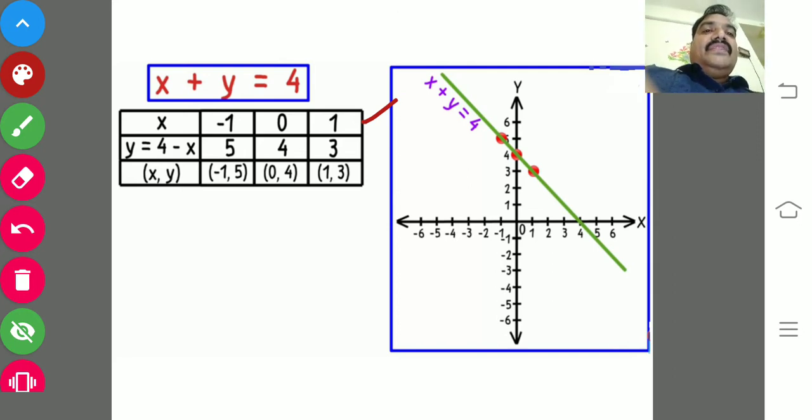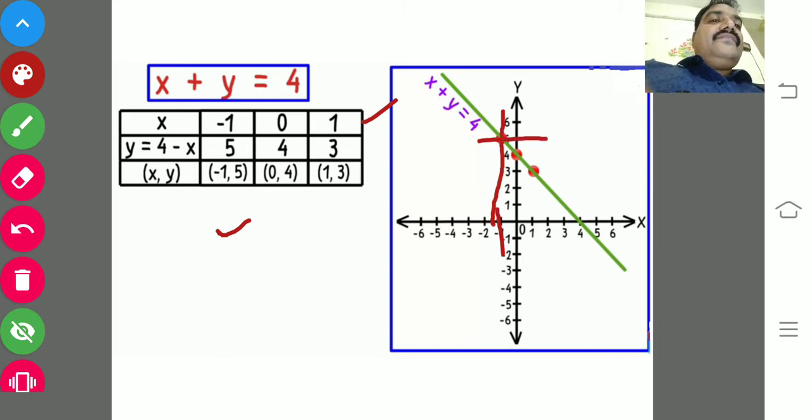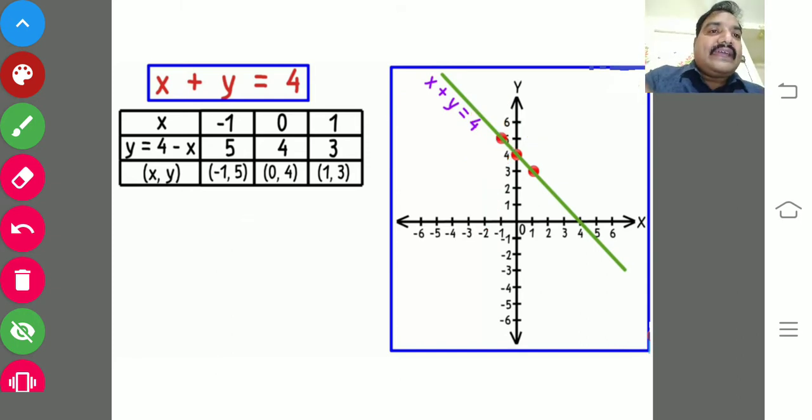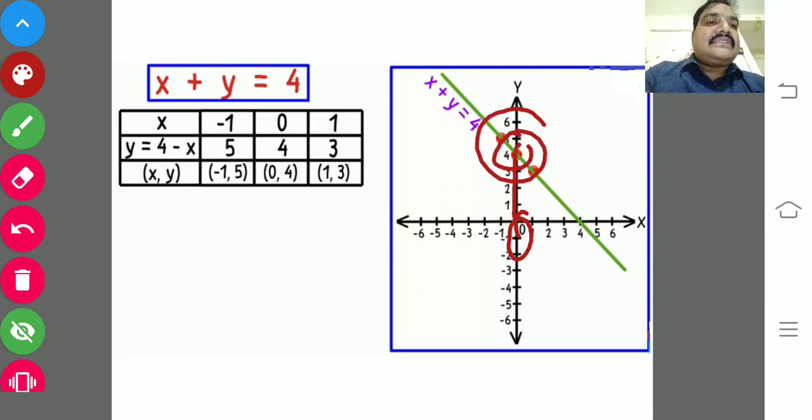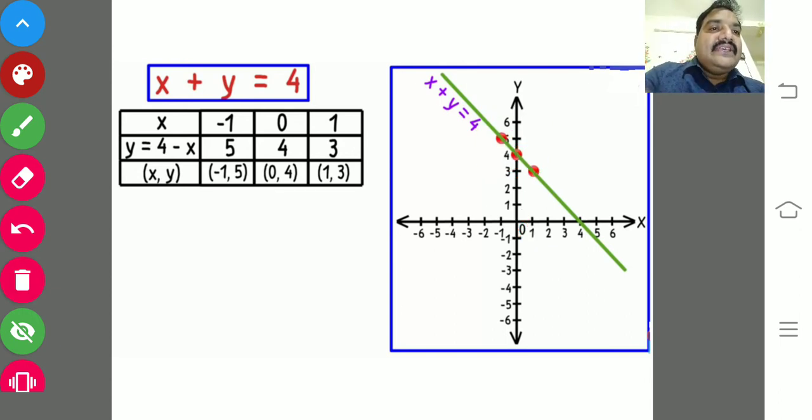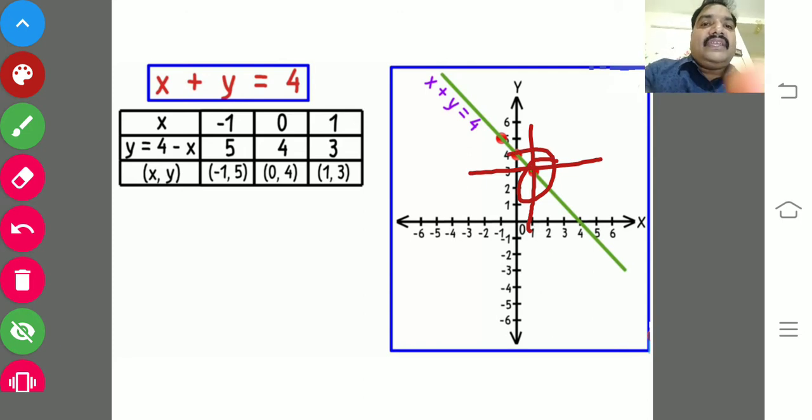Once again, the first one is minus 1, 5. Where is minus 1 on the x axis? Here. And where is the 5 on the y axis? Here. So this is the point. And 0, 4: on the x axis, where is the 0? Here. And on the y axis, where is the 4? Here. So 0 and 4, this is the point. And here 1 and 3: on the x axis, where is the 1? Here. And on the y axis, where is the 3? Here. So this is a plotted point.